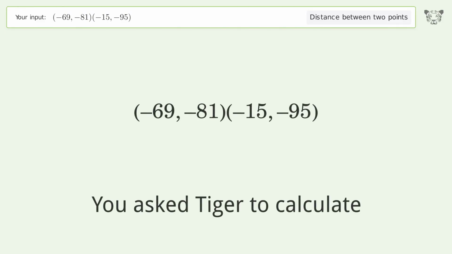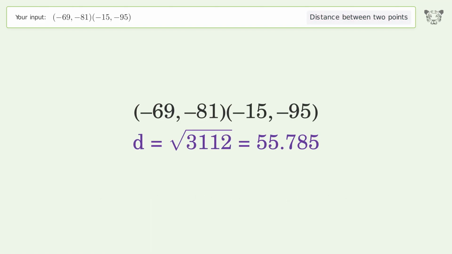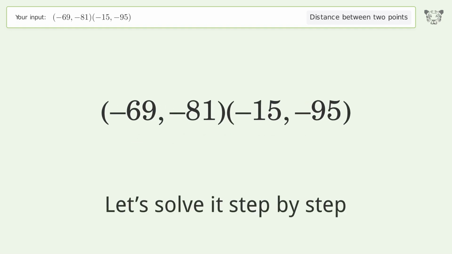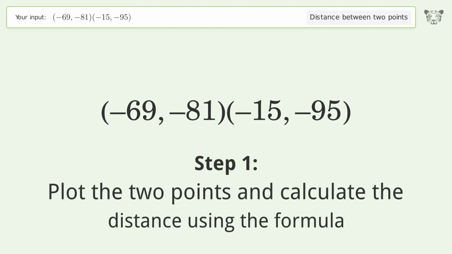You ask Tiger to calculate. This deals with the distance between 2 points. The distance between the 2 points is the square root of 3112, or 55.785. Let's solve it step by step. Plot the 2 points and calculate the distance using the formula.